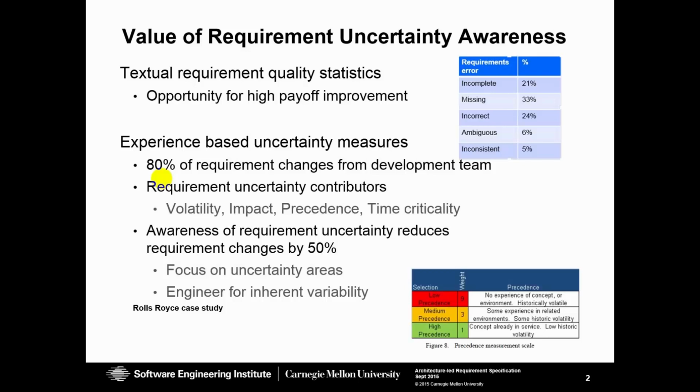Some of them are driven by issues like volatility, precedence in the sense of first time performing a certain kind of system. At the same time, we also have inherent variability that we can engineer for by dealing with ranges of values in a requirement specification instead of a single value. As a result, they have been able to show a 50% improvement in requirement changes.